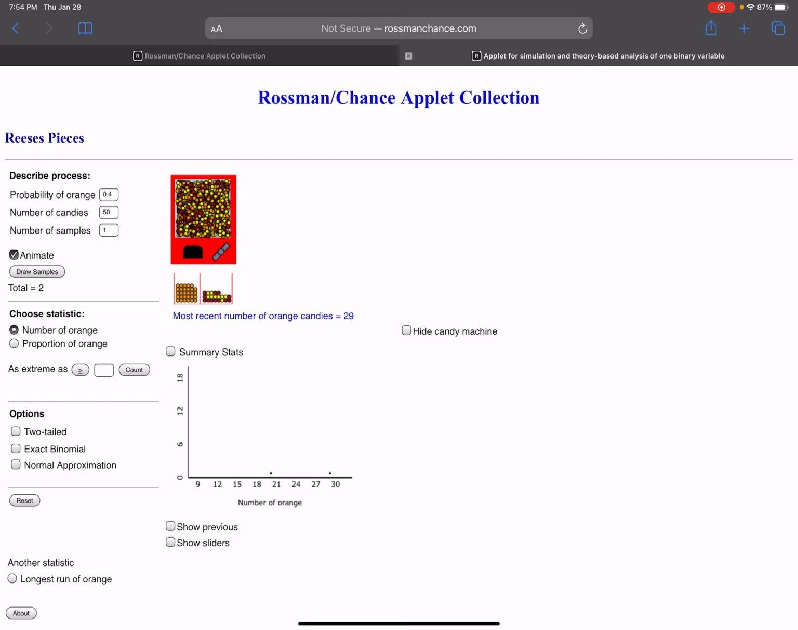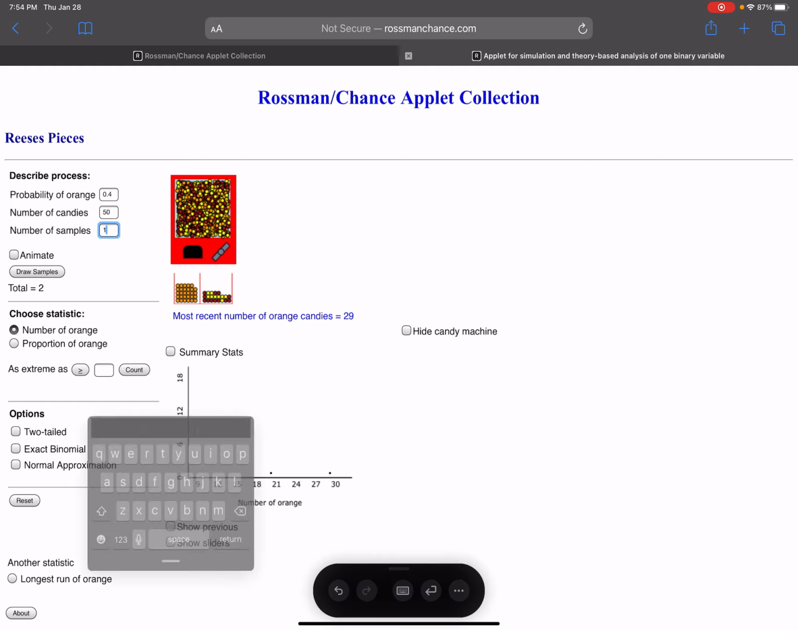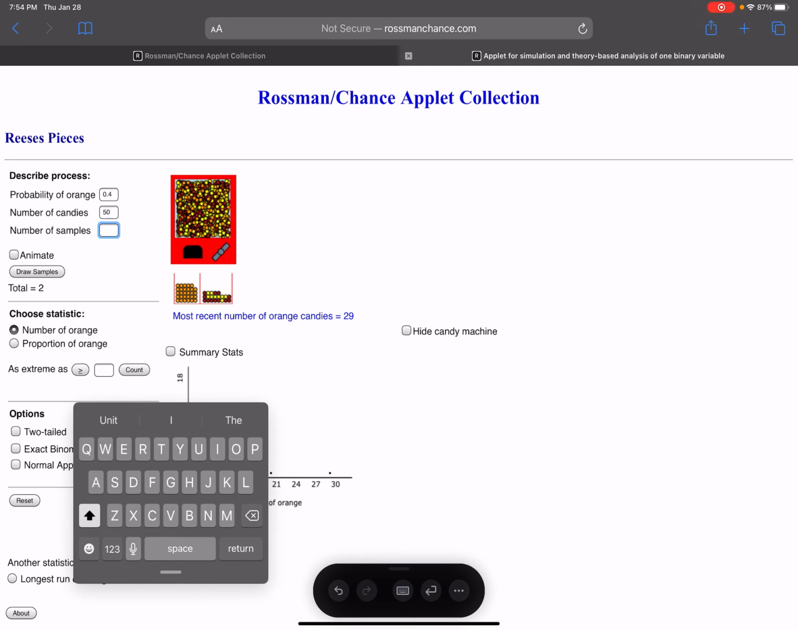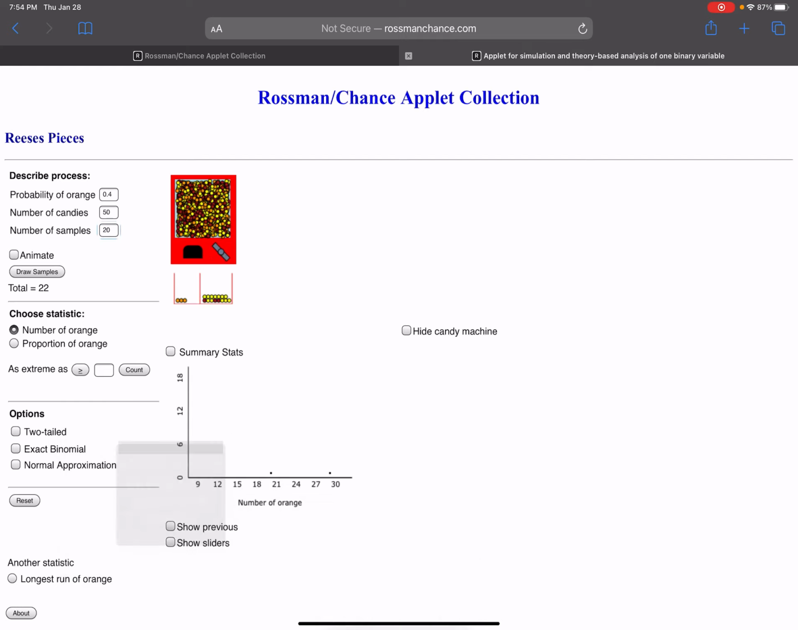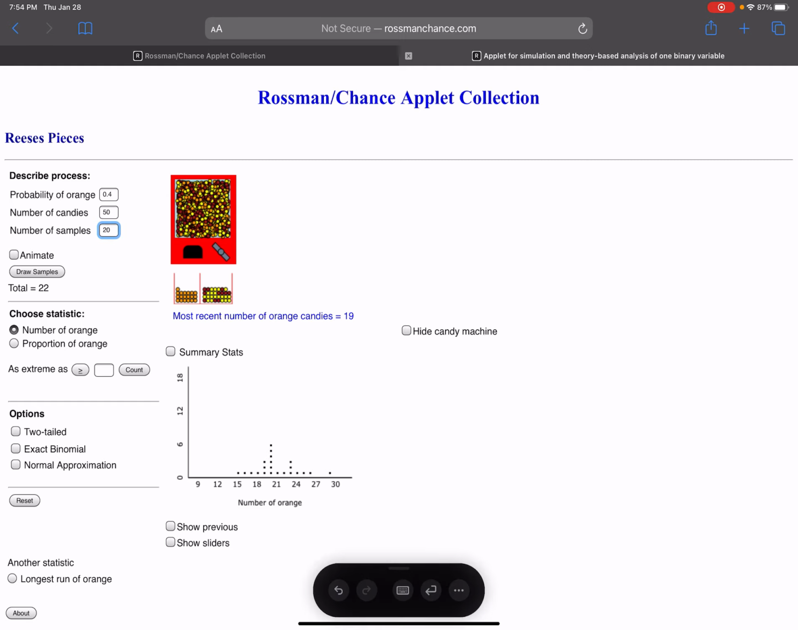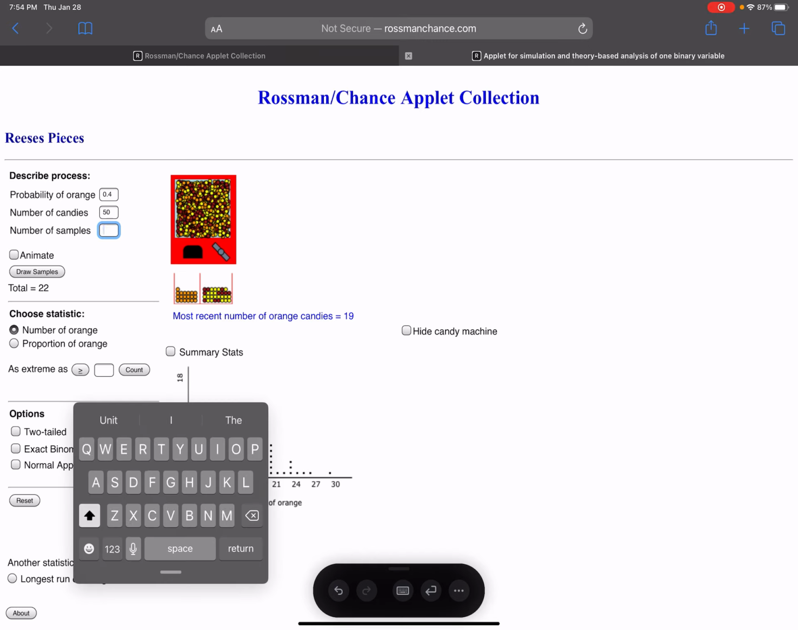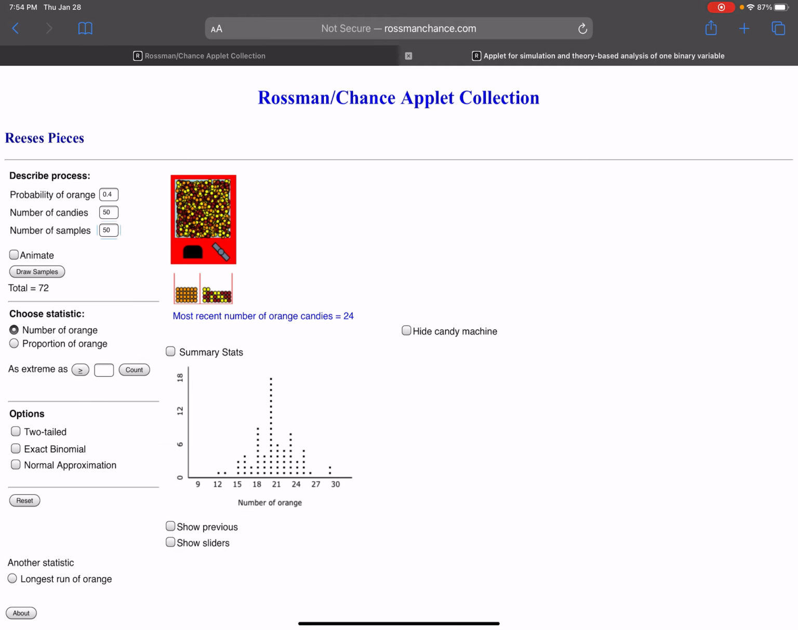I could do this all night because it's great fun, but in order to save some time, I'm going to jump to 20 of these. I'm going to have it draw 20 more samples, and now I'm getting a distribution of values. I've gotten a high one at 29 and a low one at 15, so I'm starting to get a distribution here. Let's do it again. This time, I'm going to go 50. I'm going to draw those samples. There we go. Now I'm up to 72. You'll notice it starts piling up there in the center.